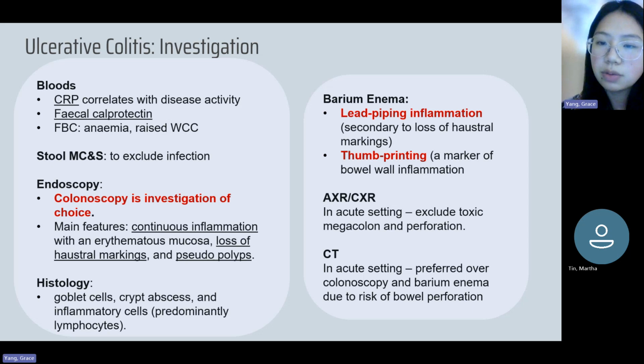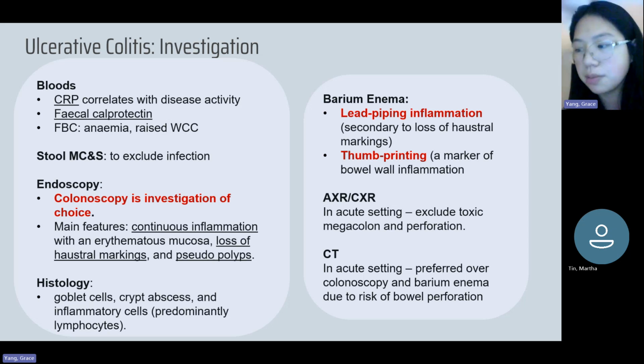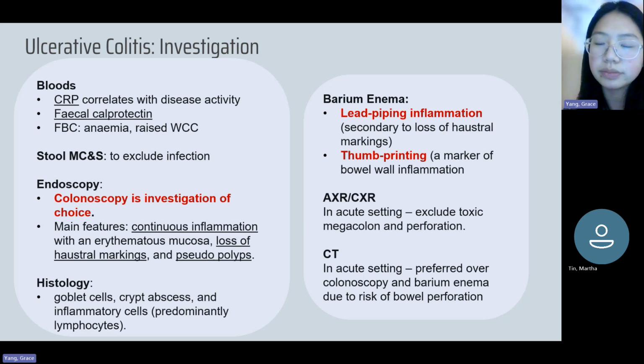In acute settings where they come in with a flare, you'd give them a chest X-ray or abdominal X-ray to exclude a toxic megacolon and any sort of perforation, which would appear as a pneumoperitoneum in an erect chest X-ray. Toxic megacolon is when the colon becomes really, really wide and it stops working due to the excess inflammation. CT is preferred over colonoscopy in acute settings, just because there's a risk of bowel perforation if they're having an acute flare-up.